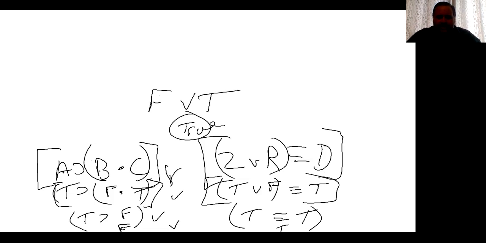Now, with that said, that's all nice and good, but what if you don't know if these are true or false? What if you have a statement like A horseshoe tilde B, and I don't know if A is true or B is false? Well, then what we need to do is what's called a truth table. A truth table allows us to evaluate all the possible truth values for this statement. When will this statement be true and when will it be false? And we can evaluate that.